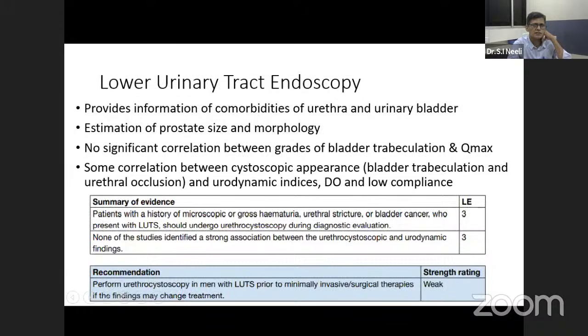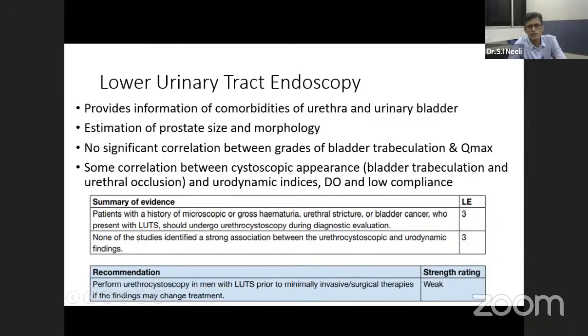The next investigation which is utilized is the lower tract endoscopy, which is not being utilized routinely, but it has to be utilized when we suspect other conditions which may affect the outlet, like comorbidities of the urethra and urinary bladder, like stricture disease or meatal stenosis or a vesical calculus. It also helps in estimating the prostate size by assessing the prostatic urethral length and also looking at the morphology of the prostate. We can assess indirectly the amount of obstruction by noting the bladder trabeculations.